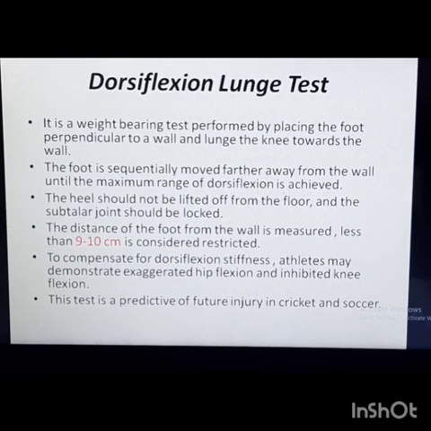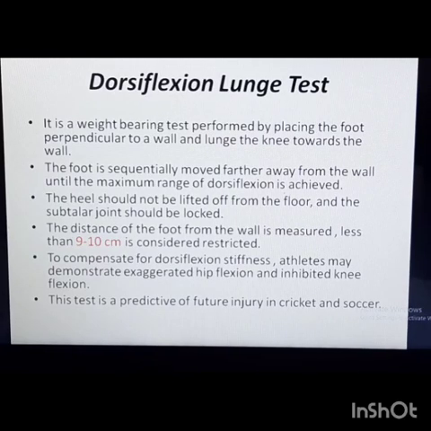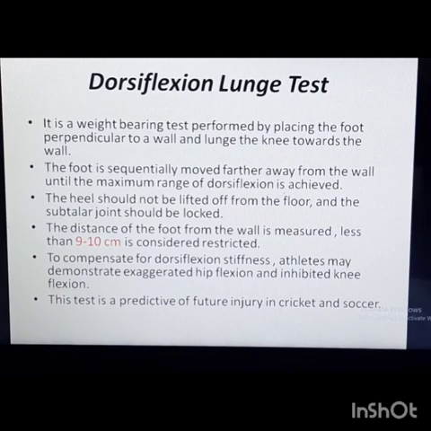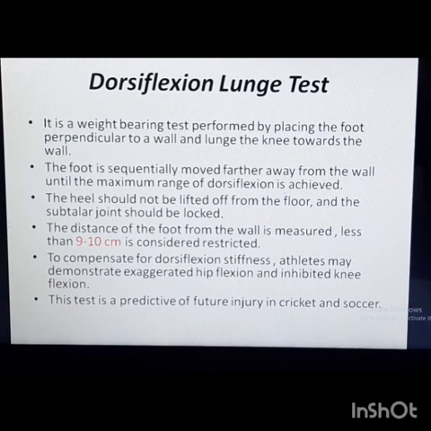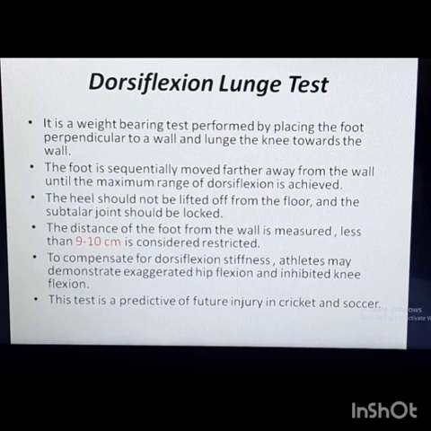Dorsiflexion lunge test is a weight bearing test performed by placing the foot perpendicular to the wall and lunging the knee towards the wall. The foot is subsequently moved farther away from the wall until the maximum range of dorsiflexion is achieved. That means you will move the foot away from the wall till the heel raises off the floor. The heel should not be lifted from the floor and the subtalar joint is locked. When you're performing the test, you need to make sure that the heel does not lift. But if the heel starts lifting, that means you have achieved the maximum dorsiflexion.